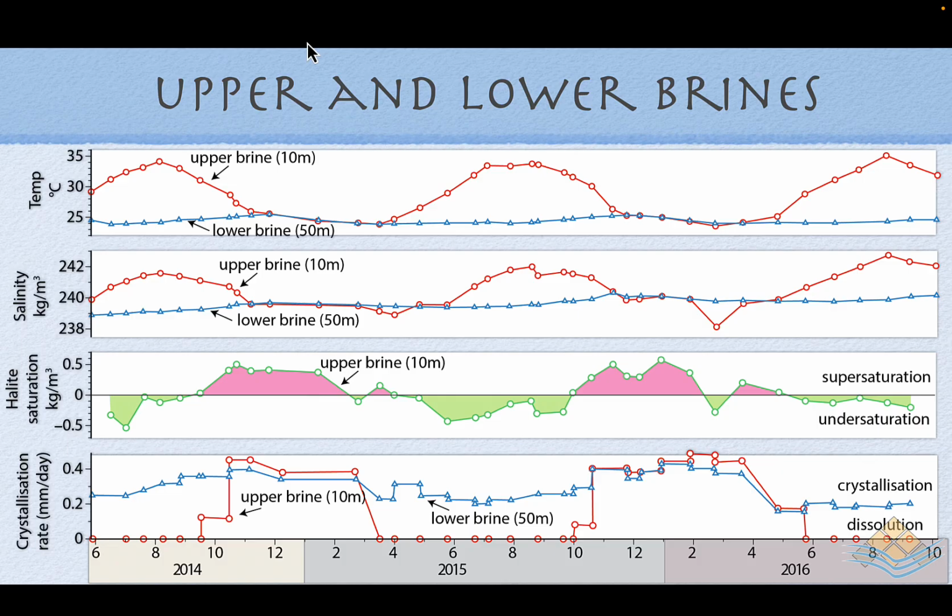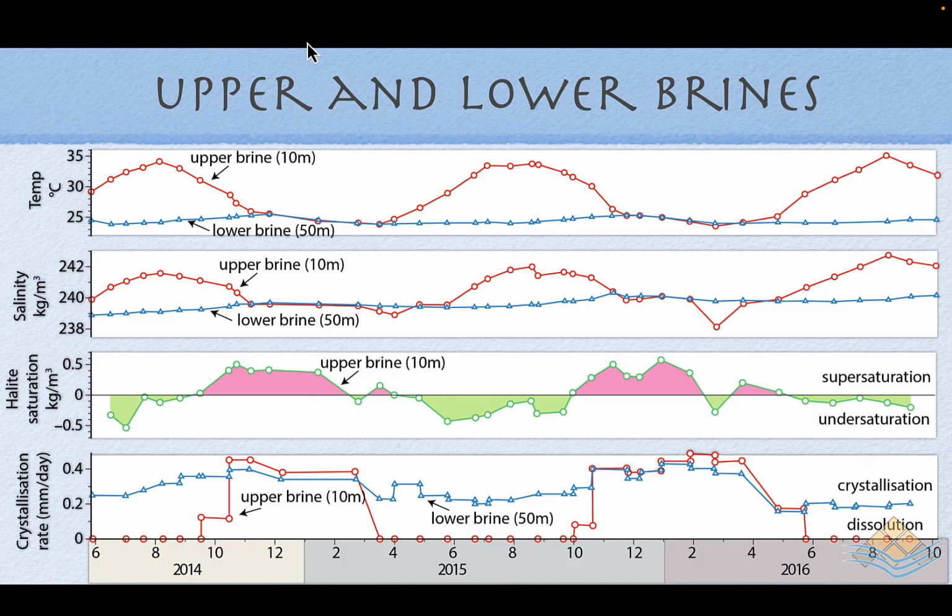So if we look at the crystallization rates now in the lower chart between the upper brine at a depth of 10 meters and the lower brine at a depth of 50 meters, and this was measured using that crystallization cable, we can see that in the summer there is little or no growth on that crystallization cable in that upper section of the column.